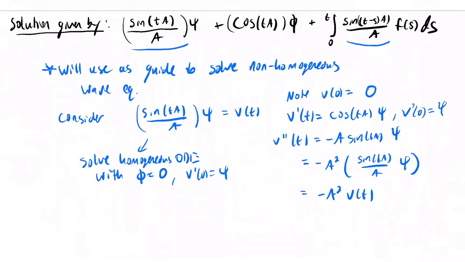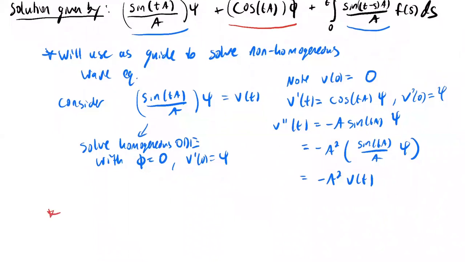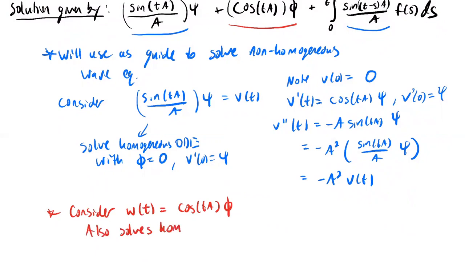And then finally, I just want to look at the other term here, which is the cosine term. Right, so now let's consider, let me call it, say, lowercase w of t, which is cosine of ta times phi. You can check that this also solves the homogeneous ODE above. And in particular, it's an easy calculation. Again, maybe pause the lecture to check this, that if I take the second derivative with respect to t, this is minus a squared times w of t.